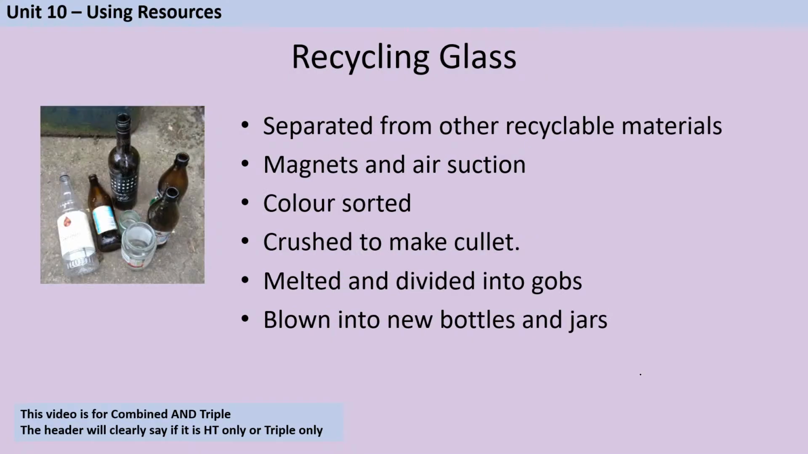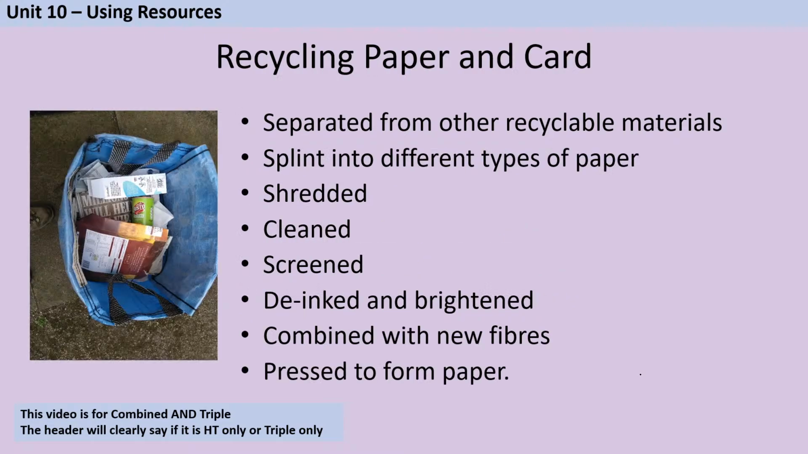Okay, so then we get on to our glass. So again, we need to separate it out from sort of paper and cans and other stuff that's recycled at the same time. Then we use lasers to colour sort it. We crush it up to make teeny tiny bits of glass that we call cullet, melt it in a furnace at about 1500 degrees C, divide it up into gobs, which are sort of blobs of melted glass, and then blow it out into new bottles and jars.